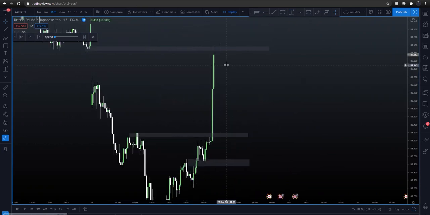So now if we have, I don't know, a pin bar or something like that, could I go for a sell? Could I go for a sell now?